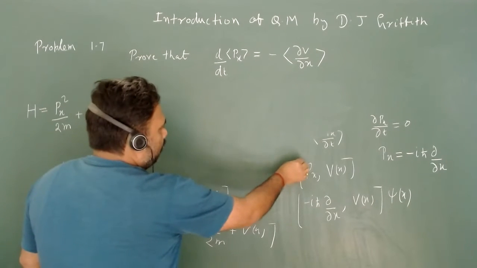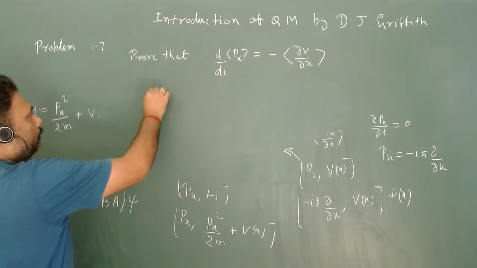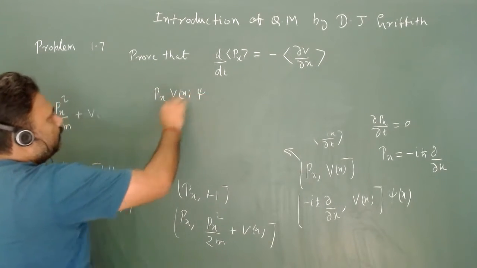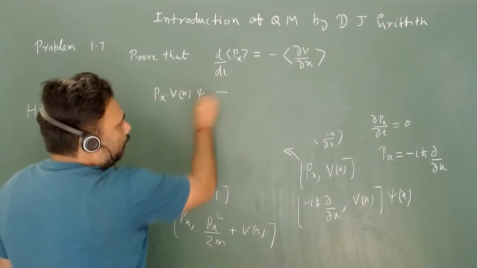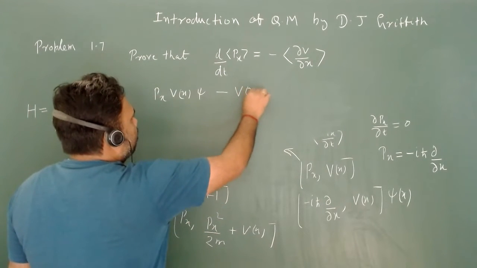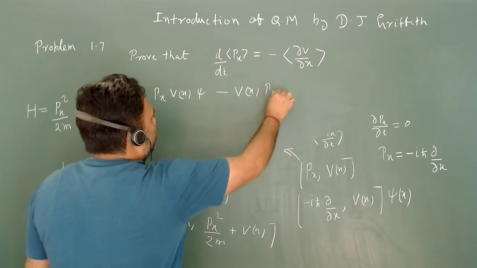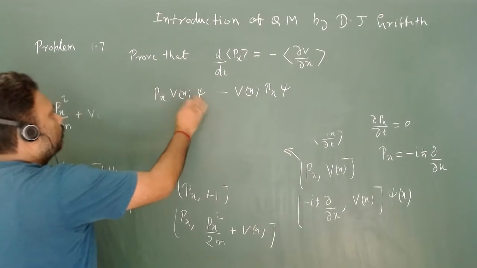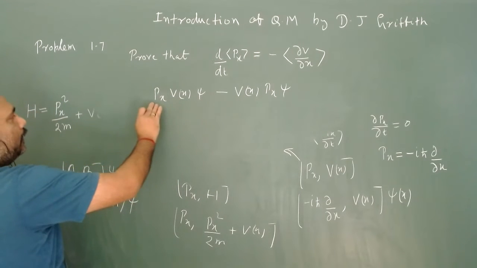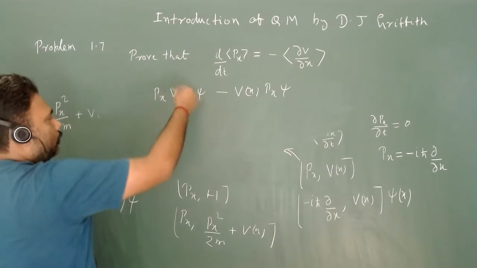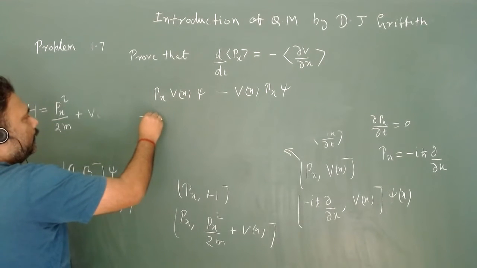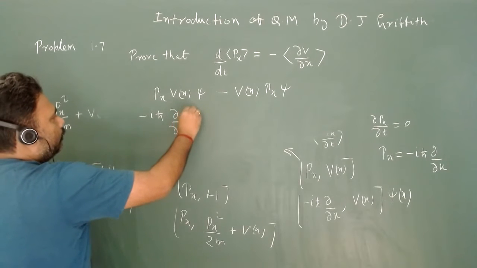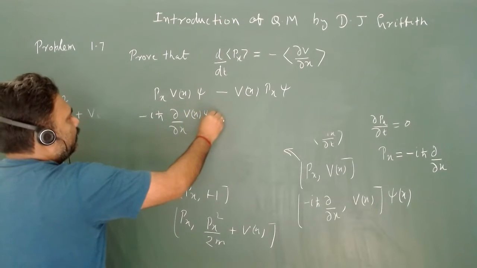So let me start from here actually. We have [Px, Vx] psi, that is Px Vx psi minus Vx Px psi. Now, if Vx will operate on psi, that will be Vx psi, and we have to operate Px on this whole thing. So this value is minus iħ ∂/∂x (Vx psi(x)).